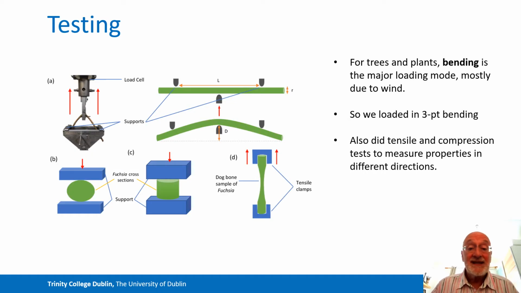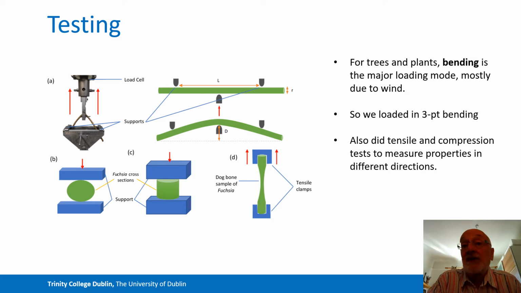So the test we did for trees and plants, bending is the major loading mode. As you can imagine, if you have a long, thin structure like a stem, a branch of a tree, it's going to bend. It's going to bend due to self-weight, but mainly it's going to bend when the wind blows, and that's when these kind of plants and trees are likely to break.